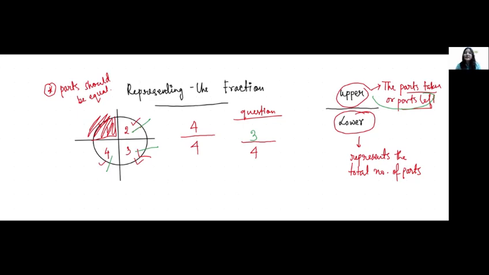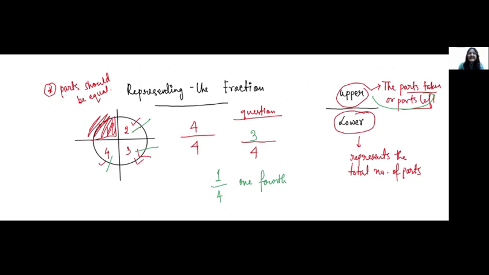You will count the total number of parts. How many are there? There are 4 parts. How many parts have you taken? You have taken 1 part. So the fraction will be 1 by 4, or 1/4. So 1/4 of the circle is taken away and 3/4 of the circle is left with me.